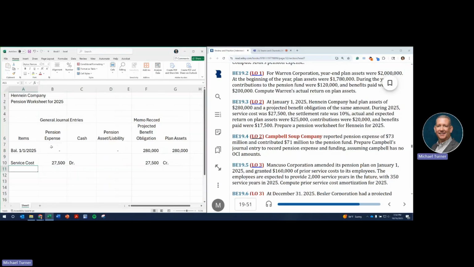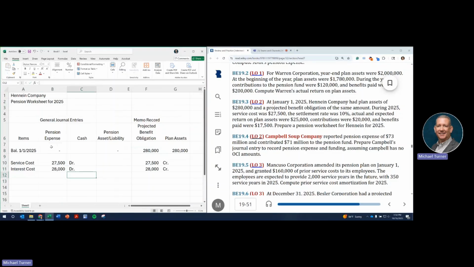Then let's read through. The next thing we have is the settlement rate was 10%. Okay, so that's going to be our interest cost on the projected benefit obligation. And we'll take the projected benefit obligation, multiply it by the 10%. Now we get $28,000. And that's also a credit to the projected benefit obligation with an offsetting debit to the pension expense.